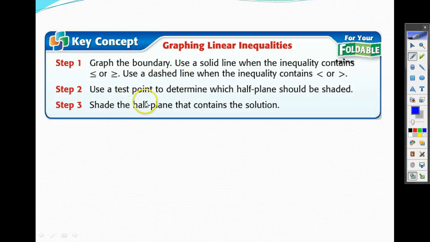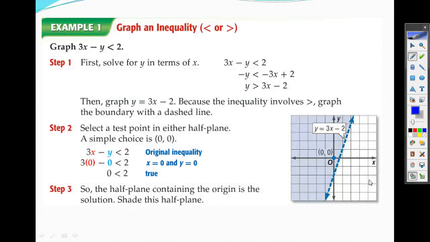Step 2, use a test point to determine which half plane should be shaded. This will make more sense when we do a sample together. Step 3, shade the half plane that contains the solution. It's going to make much better sense when we solve this together. So, graph an inequality. Here's a graph, 3x minus y is less than 2.